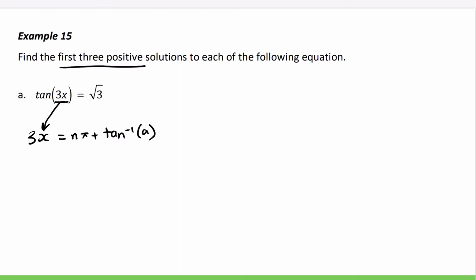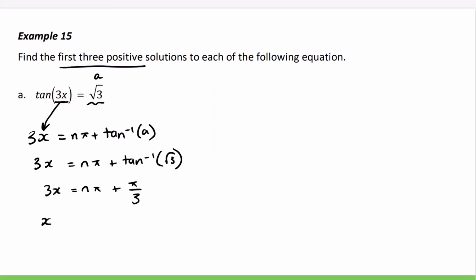What is a in this case? Well, a is root 3, because that's what's on the other side. If I wanted to take the tan over, it would be 3x equals tan inverse of root 3. So I will replace that a with root 3, and now I need to use my exact values to figure this out. So tan inverse of root 3 is going to be pi on 3.